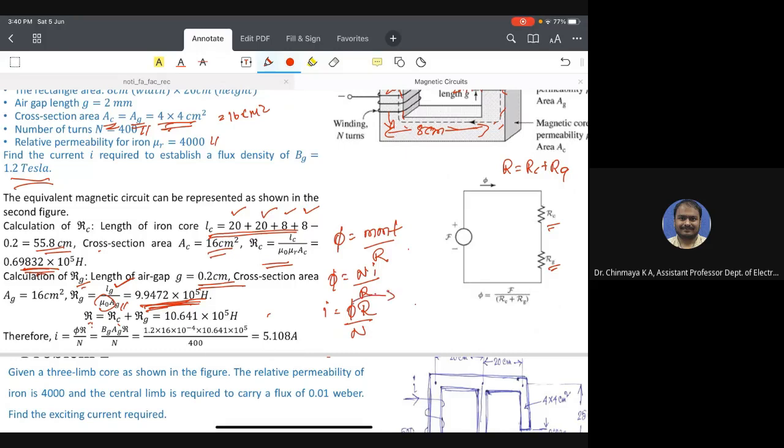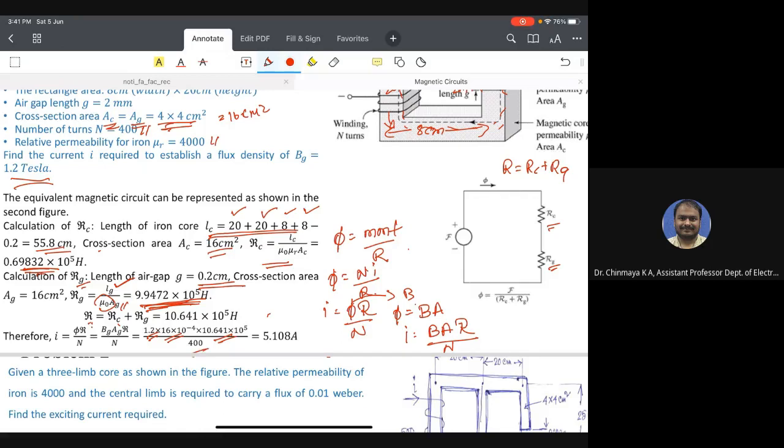We don't have flux, but we do have flux density B. And we know that flux is equal to flux density into area of cross section, phi is equal to B into A. By substituting it in the equation, I is equal to B into A into reluctance divided by number of turns. We know that B is given as 1.2 Tesla, area of cross section is 16 into 10 to the power of minus 4 as it is 16 centimeters square, reluctance is 10.641 into 10 to the power of 5, divided by number of turns, which is 400.